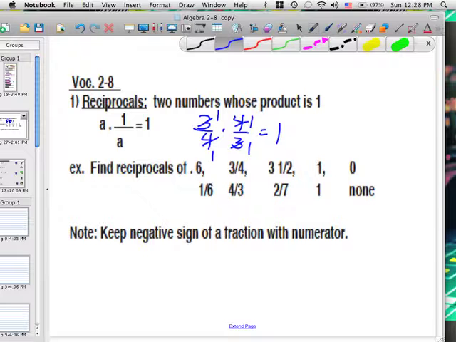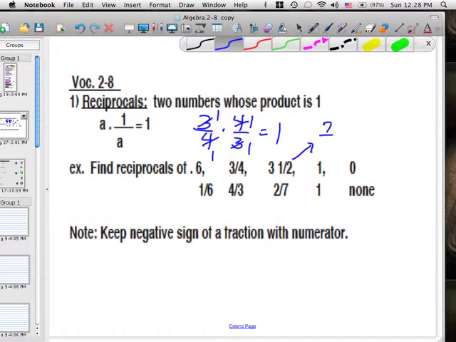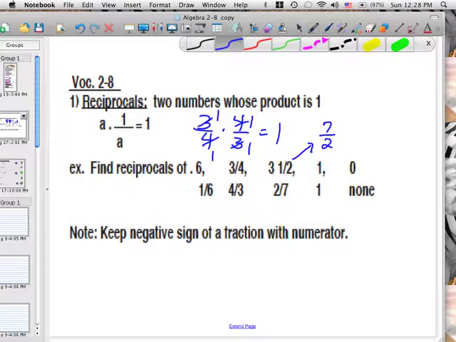And the examples here, the reciprocal of 6 is 1/6. The reciprocal of 3/4, flip it around, 4/3. The reciprocal of 3 1/2, you first change it into its improper form, fraction form, 7/2, and then flip it to 2/7. The reciprocal of 1 is 1, because 1 times 1 is 1. And 0 has no reciprocal because there's nothing times 0 that will give you 1.